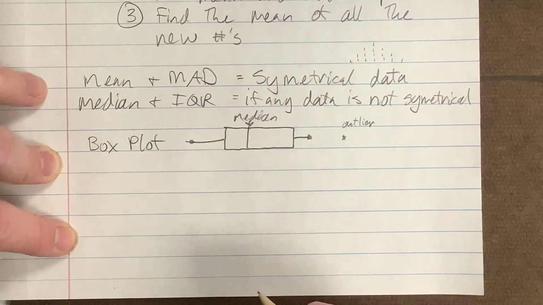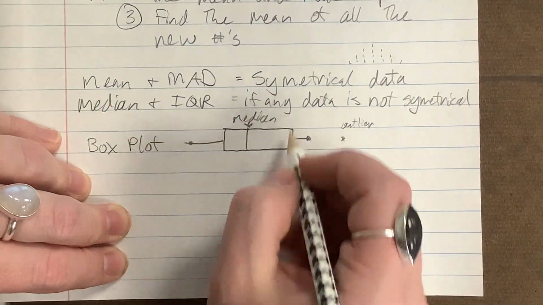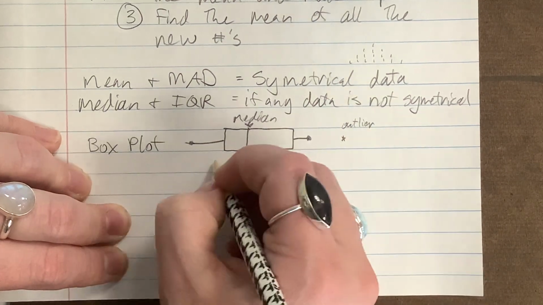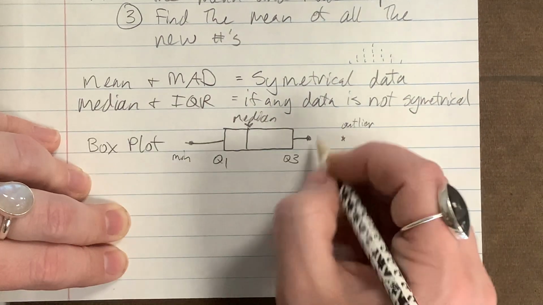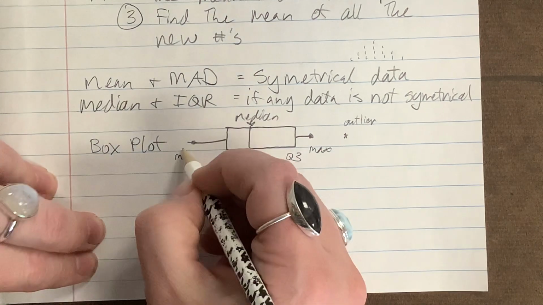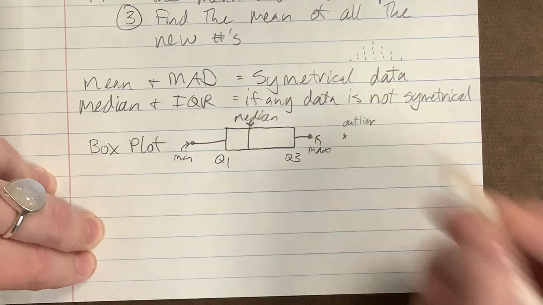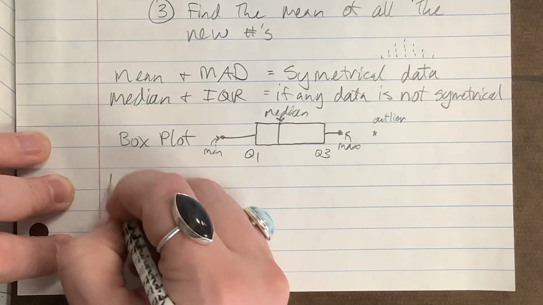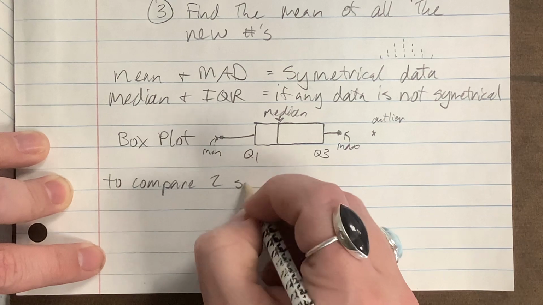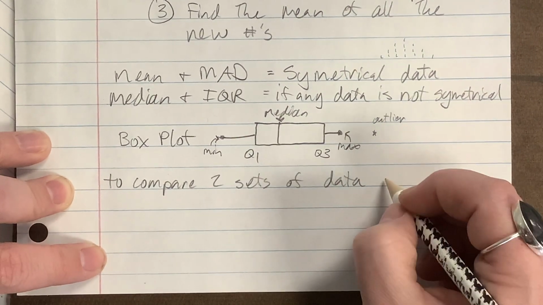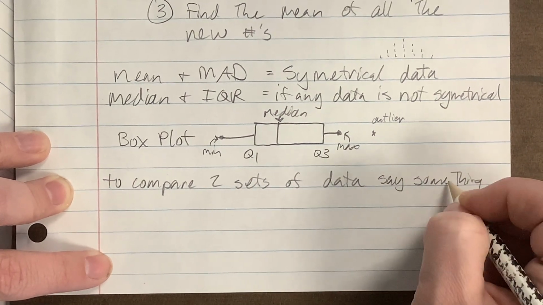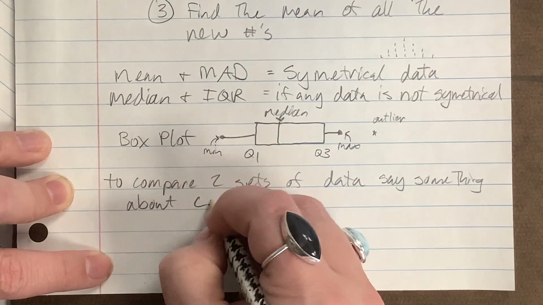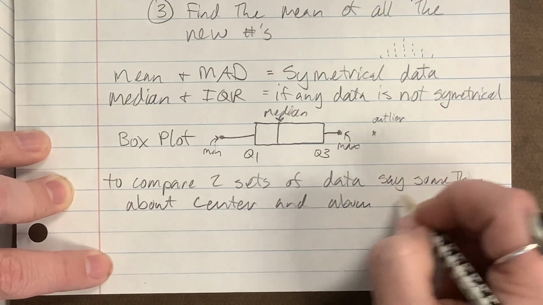We also call that quartile 2. So that's the middle number. Then this line is quartile 3. This one is quartile 1. This is the minimum, so it's the smallest number, and this is the maximum, or the biggest number. Okay, so if we are comparing two sets of data, then we want to mention something. To compare two sets of data, we want to say something about the center and about variation.